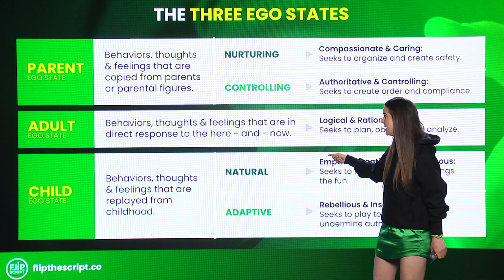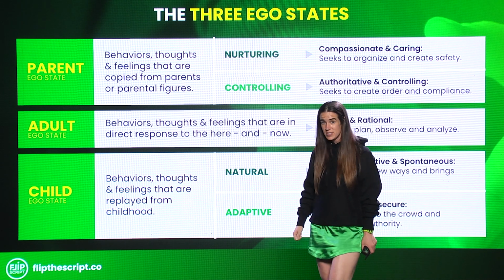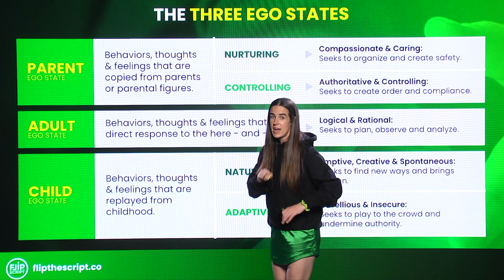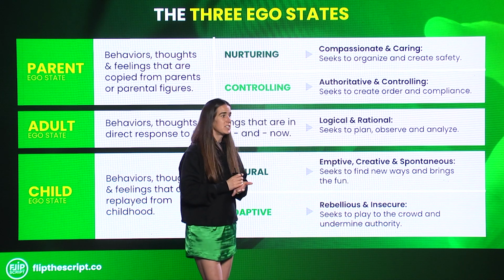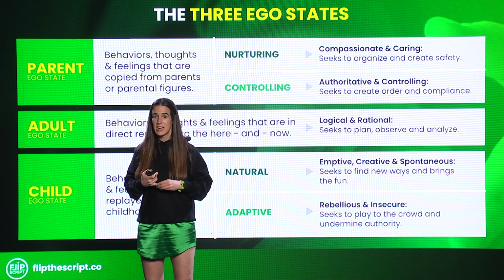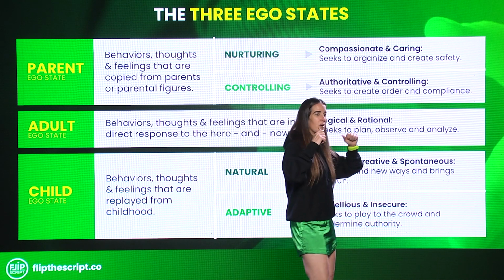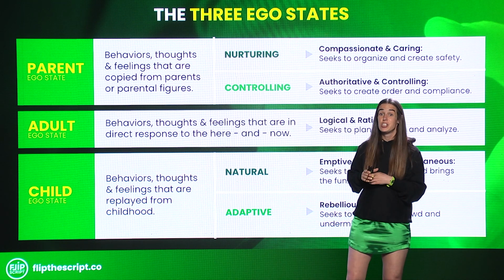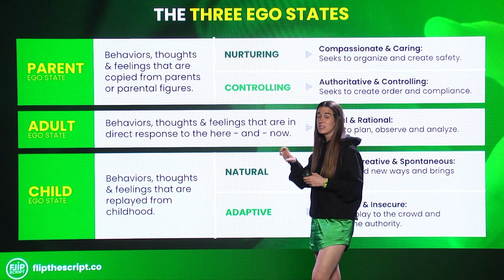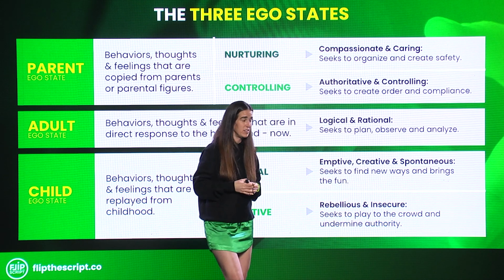The child ego state is behaviors, thoughts, and feelings that we had replayed as a child. And there are 2 sides to it. Natural and adaptive. Natural is extremely emotional, extremely creative, extremely spontaneous, seeks to have fun, brings the life to the party, wants to get everyone excited. Any kind of joking is based in the child natural ego state, and any kind of desire is based in the child natural ego state.